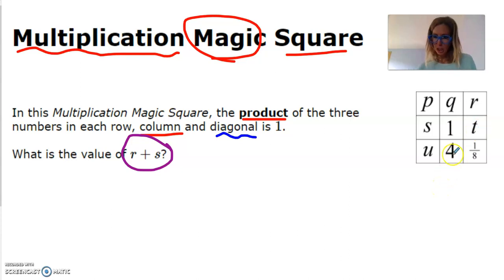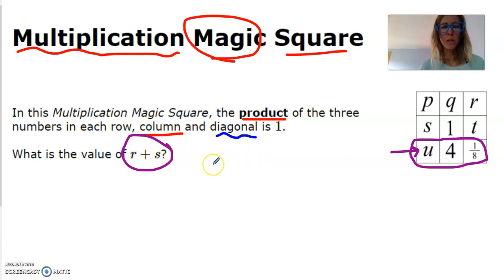If I take a look, I'm trying to find a row or a column that has at least two numbers, because that'll help me. Right away I see this row has two numbers. So that means I could figure out what U is. And you might be like, well, I don't need to know U. I need to know R and S. Well, in order to figure out R and S, I need to know what U is first. I need to get some other variables to help me get R and S. So with that hint, if you needed a hint, try that, okay? Because I'm going to start.